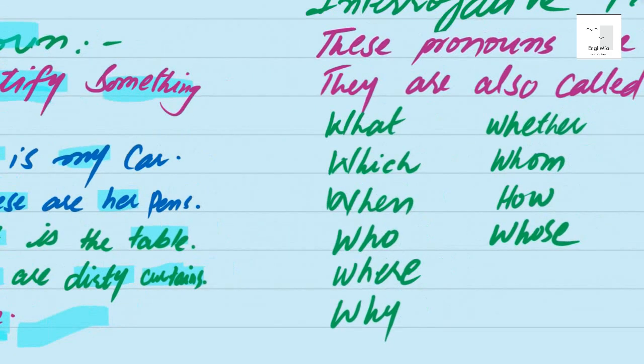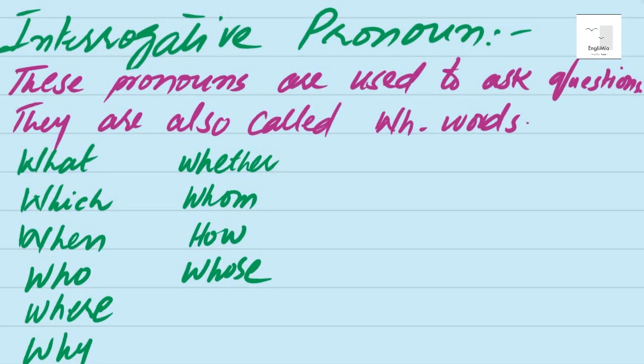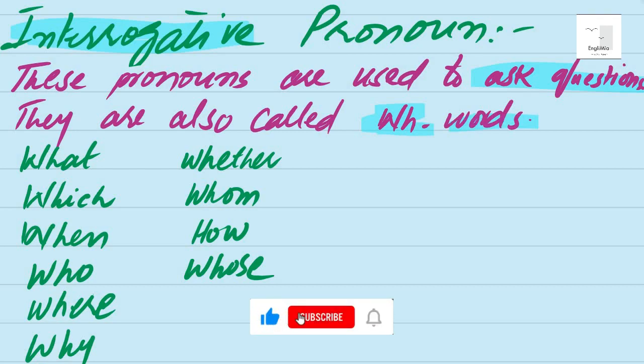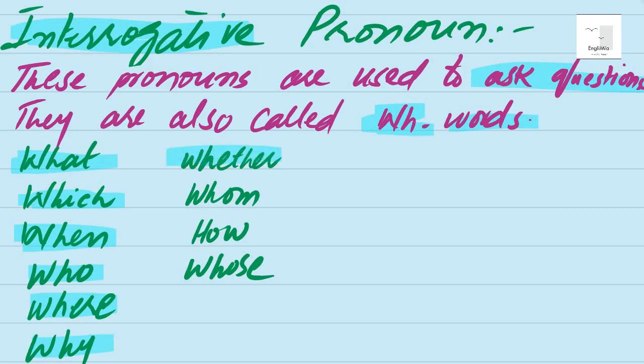Let's see what is interrogative pronoun. As the name shows, interrogative means to question, right? So these pronouns are used to ask questions. They're also called WH words. हमने बहुत दफ़ा देखा, since our childhood we have been watching, but we don't know what they are called. So they are called interrogative pronouns. For example, what, which, when, who, where, why, whether, whom, how, and whose. And they could be used in many sentences like, what are you doing?